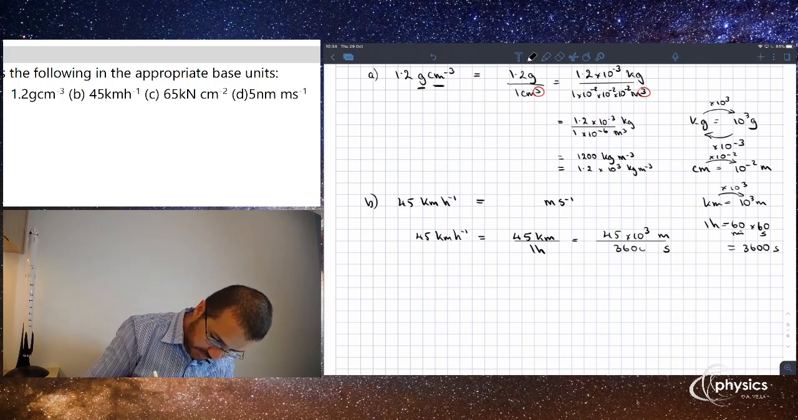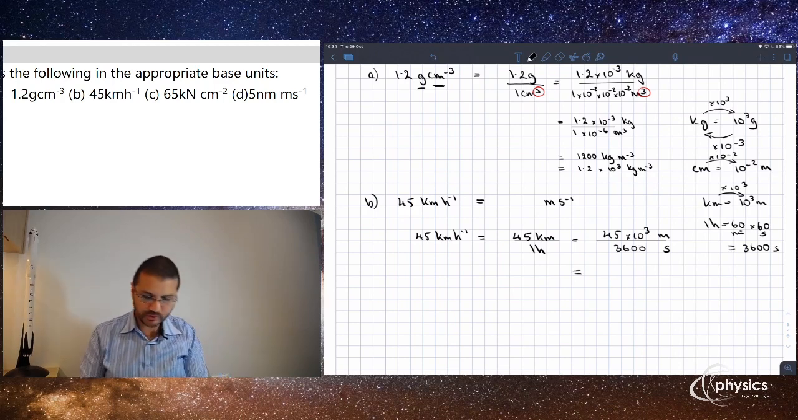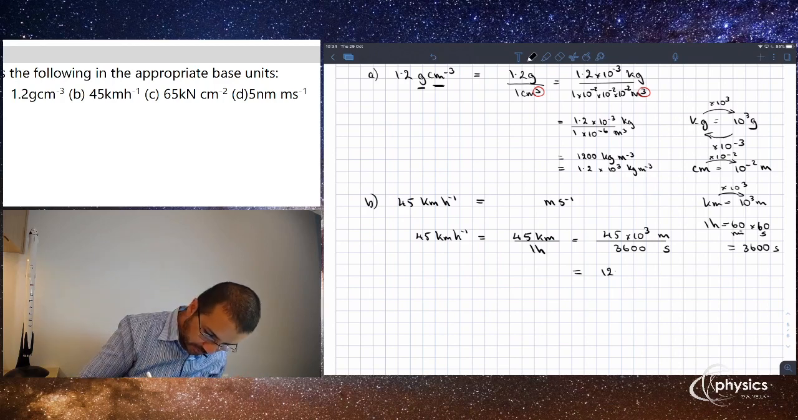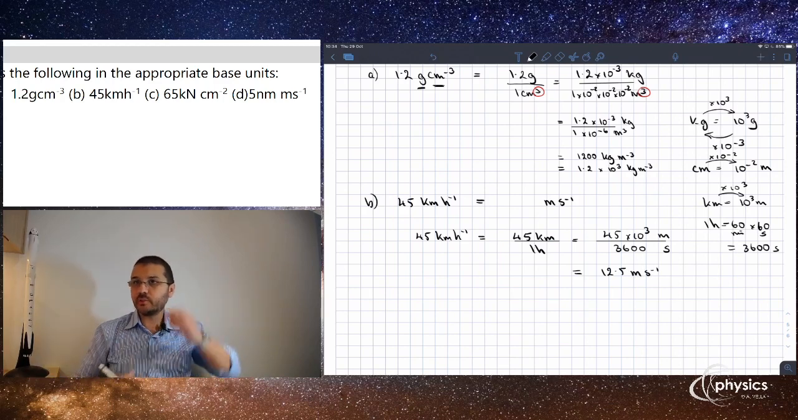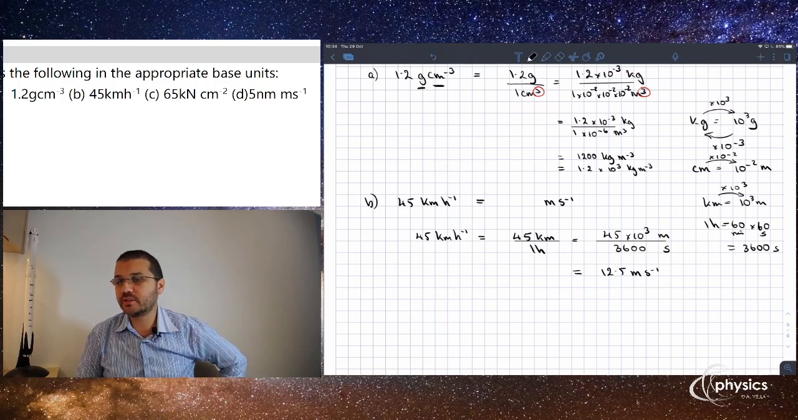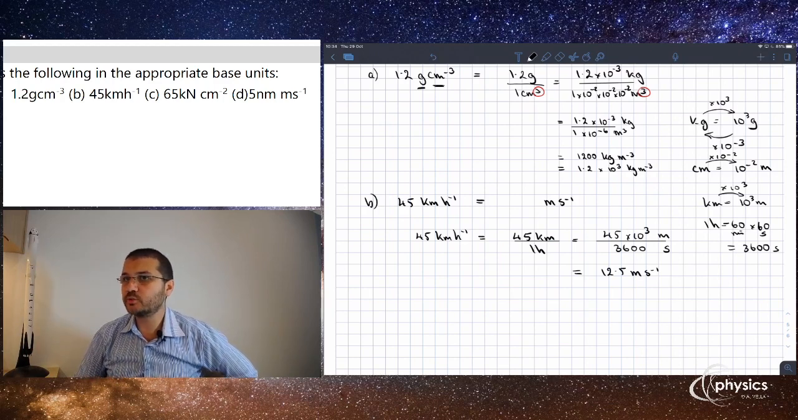So here I can write 3600 seconds. Therefore, if we work it out, we have 45 times 10 to the power of 3 over 3600, and the answer is 12.5 meters per second. So we have changed kilometers to meters, hours to seconds. Therefore, the answer is 12.5 meters per second.